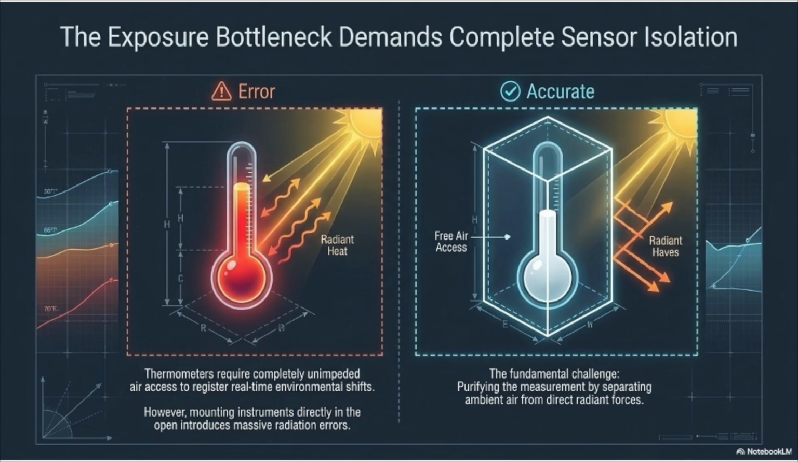When it comes to accurately measuring air temperature, there is a major challenge known as the exposure bottleneck. Thermometers require completely unimpeded air access to register real time environmental shifts. However, mounting instruments directly in the open introduces massive radiation errors, since direct sunlight artificially heats the sensor beyond the true air temperature. The fundamental challenge, therefore, is purifying the measurement by separating ambient air from these direct radiant forces.